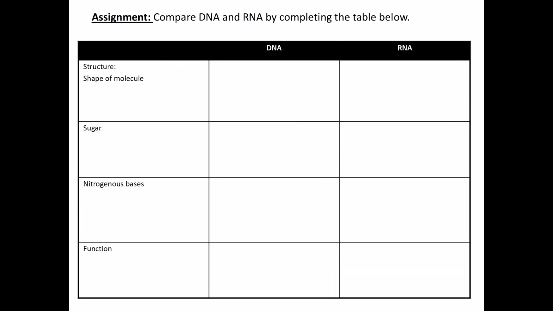In your lecture guide, you have a small assignment. I want you to take the information we just discussed concerning DNA and RNA and fill out this table. Completing a table such as this, where you compare 2 closely related topics, is an active learning strategy that I encourage you to use as you learn about other similar topics throughout the course.